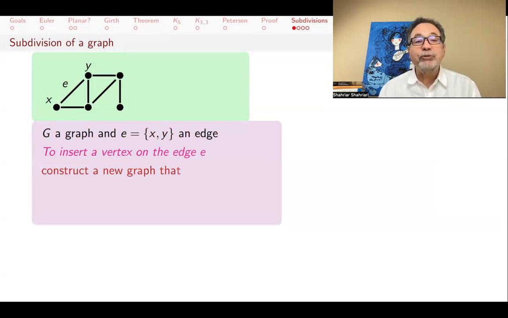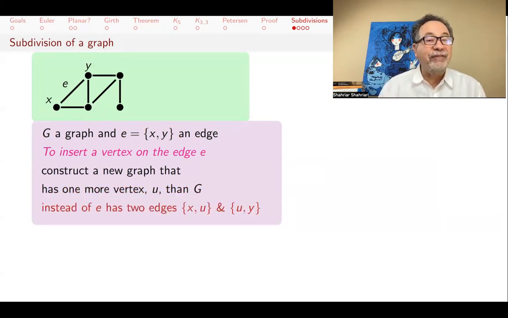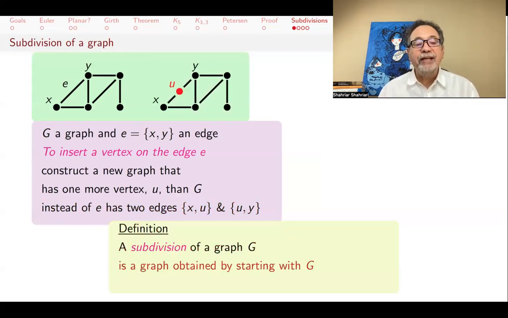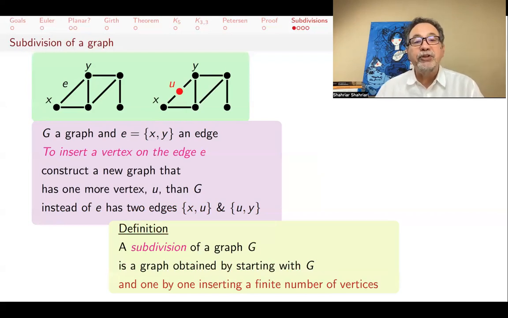So what that means is that I'm constructing a new graph. It's not the old graph, it's a new graph. It has one more vertex U, and it doesn't have E as an edge anymore, but it has XU and UY as edges. A subdivision of a graph is a graph that you obtain by starting with your graph and, one by one, inserting a finite number of vertices on some of the edges. The graph you get is a subdivision of the original graph you had.